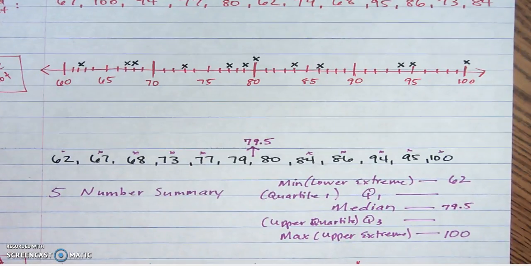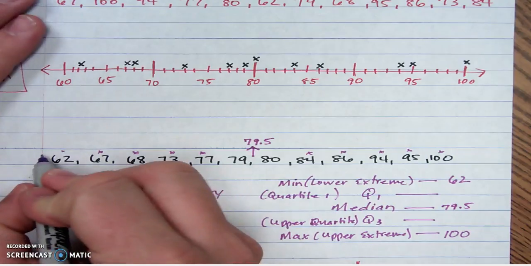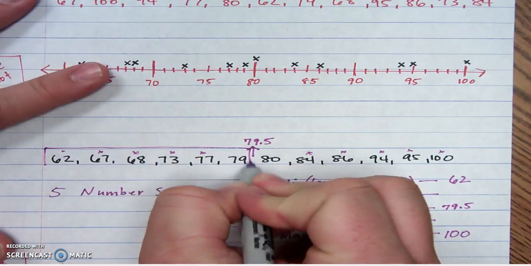Now, the lower and the upper quartiles just split the remaining sets of data into 2. So I'm finding the median of the lower half of the data and the median of the upper half of the data. So I like to go ahead and box these things in.